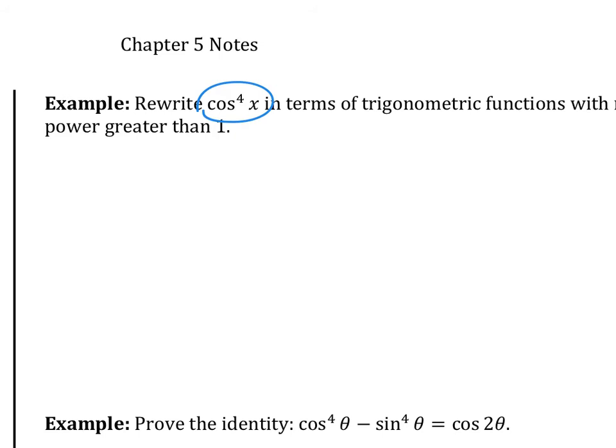Well, we can think of it this way. Cosine to the 4th is the same as cosine squared times cosine squared, correct. And then I can use my power reducing identity.